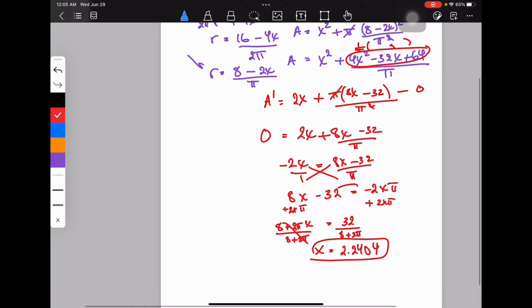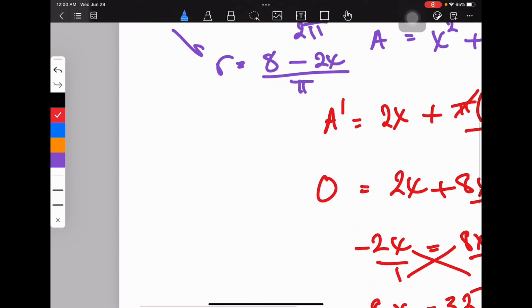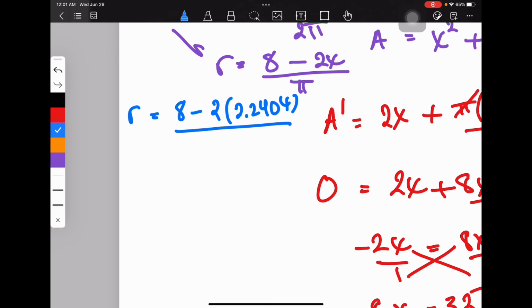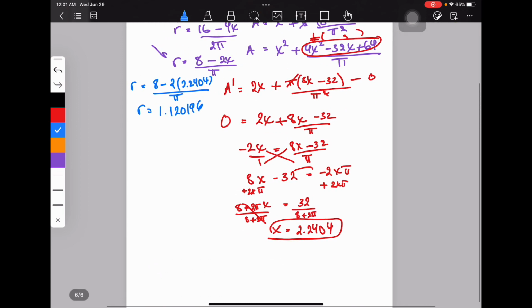After that, I can plug this in to find my r. I can go back here. I know r is equal to 8 minus 2 times 2.2404, all over pi. Taking this, 8 minus 2 times 2.2404, divided by pi, should equal my answer of 1.120196. If I round it, x is equal to 2.240 and r is equal to 1.120.